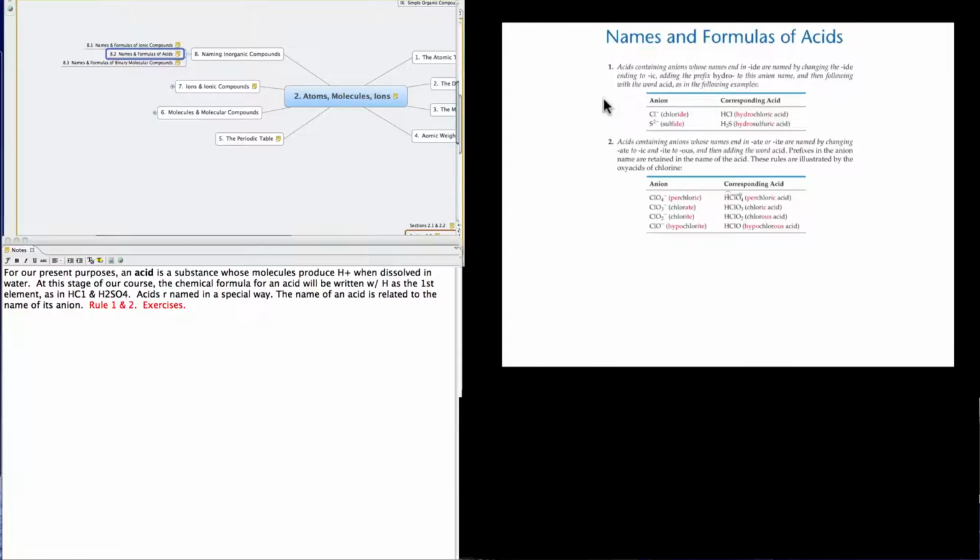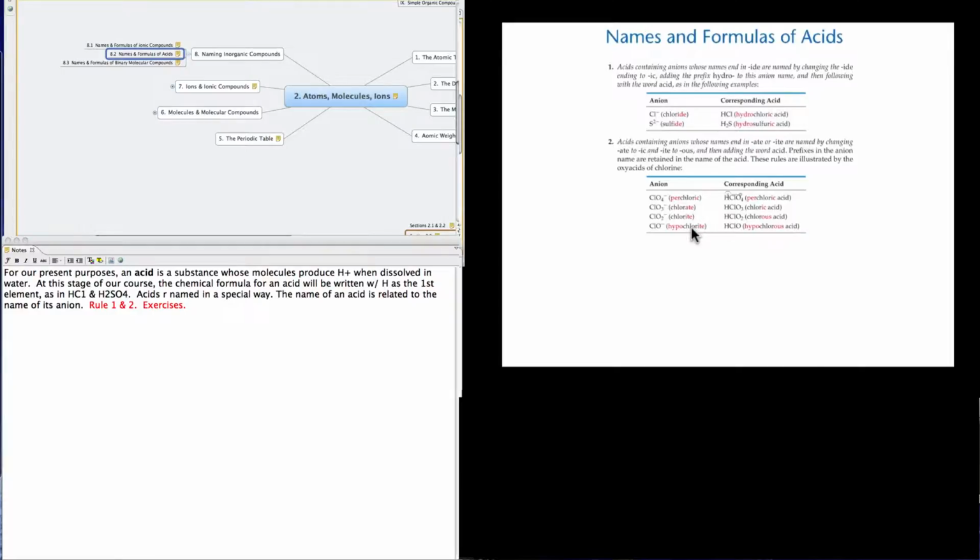Acids containing anions whose names end in "ide" are named by changing the "ide" ending to "ic" and adding the prefix hydro. For example, the acid containing the anion chloride is called hydrochloric acid. So you change the chloride to chloric, and then you add hydro before that. The anion sulfide has the corresponding acid called hydrosulfuric acid.